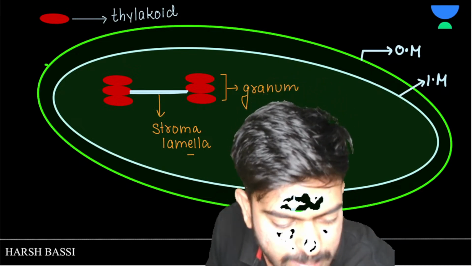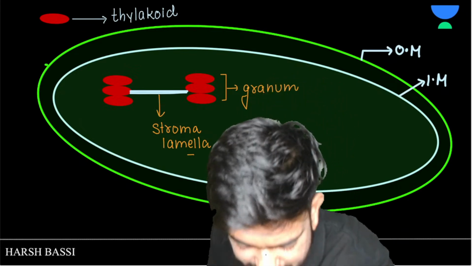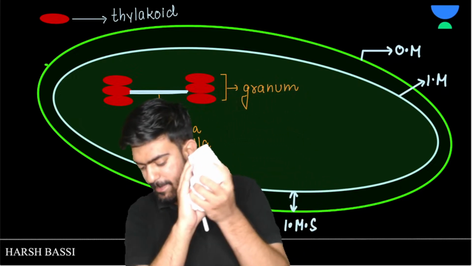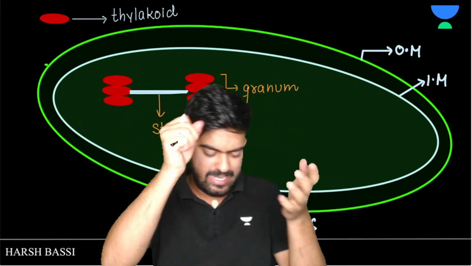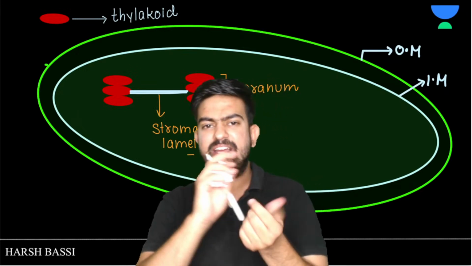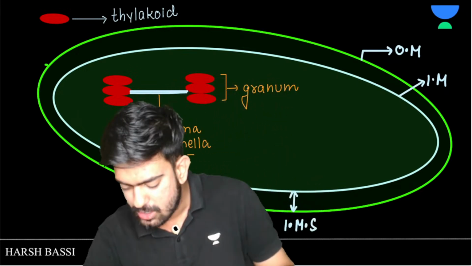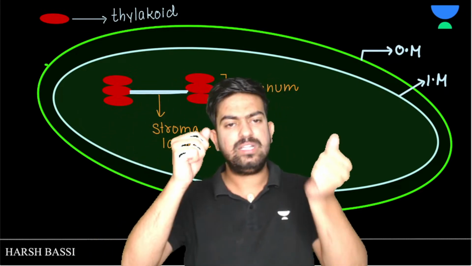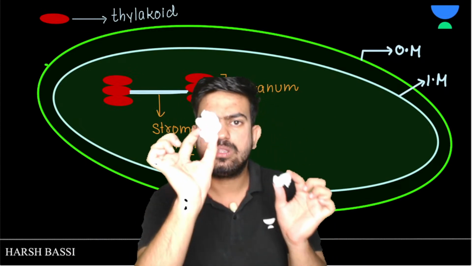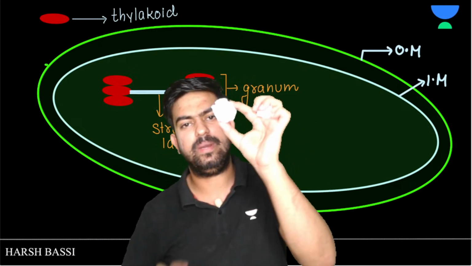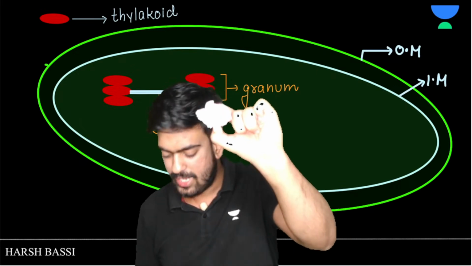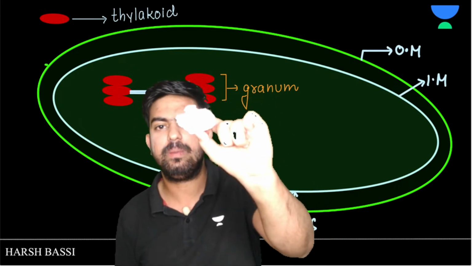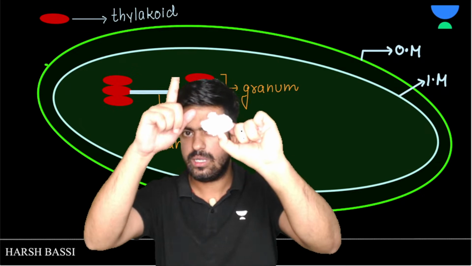Okay, so think about it. Let's have an example. This is a paper, and I have crumpled this paper, and I have crumpled this paper. This paper is known as what? This paper is known as thylakoid. Clear to everyone?